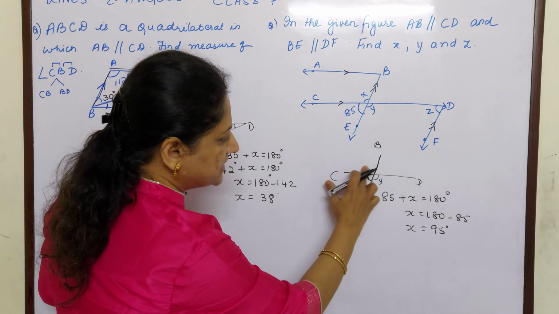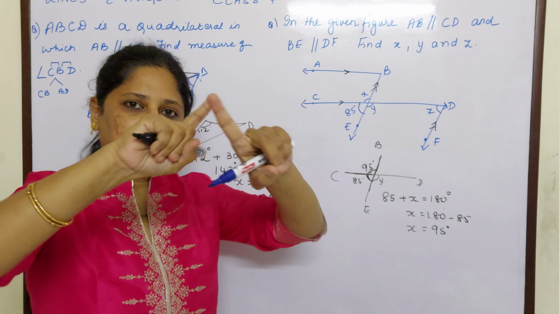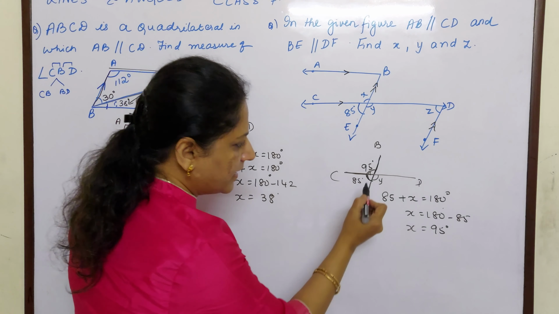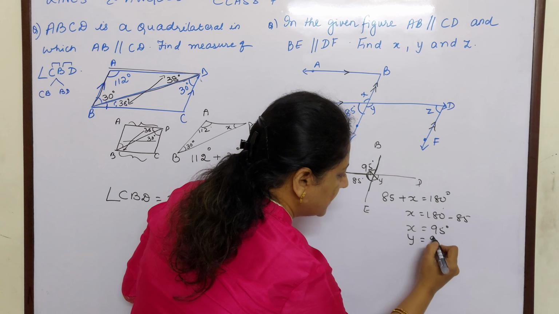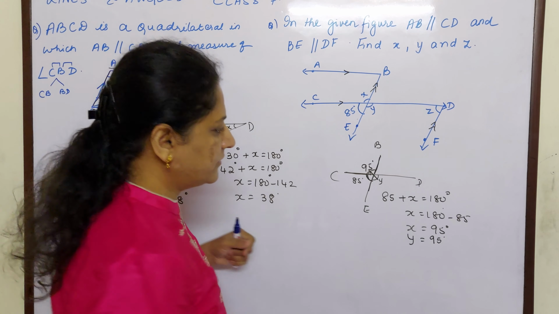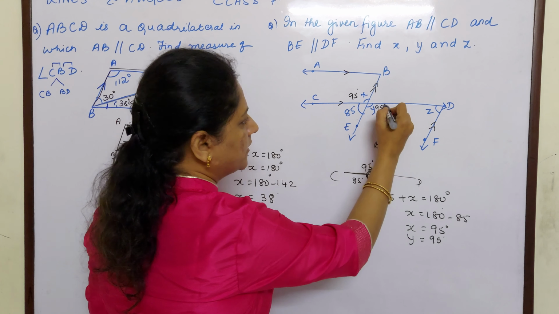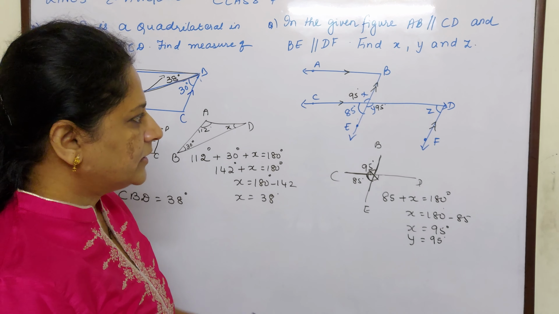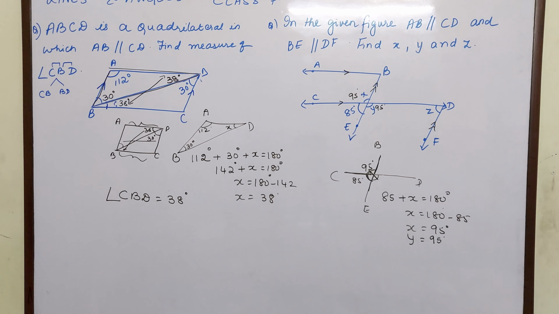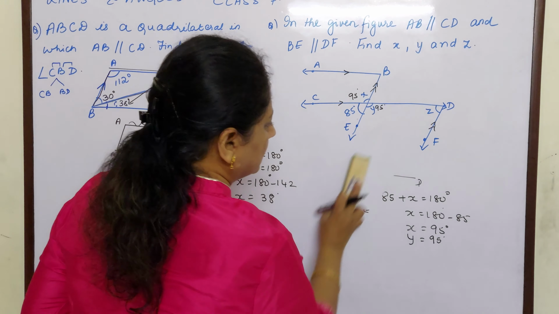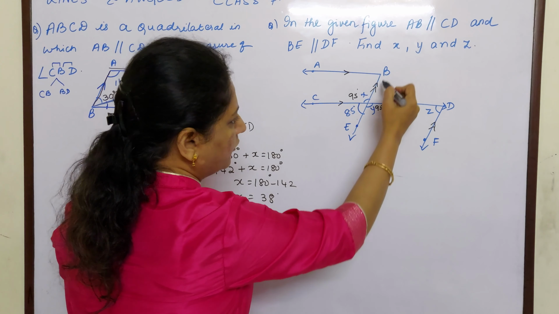Now if x is 95, children, what will be y? Cross. They are vertically opposite angles. Therefore, y is also 95. So we got x as 95 degrees and we have got y also 95 degrees. Now let us move to the z. Now we don't want this diagram, so we will just rub it off. Okay. Now z is here. So now we want this line.